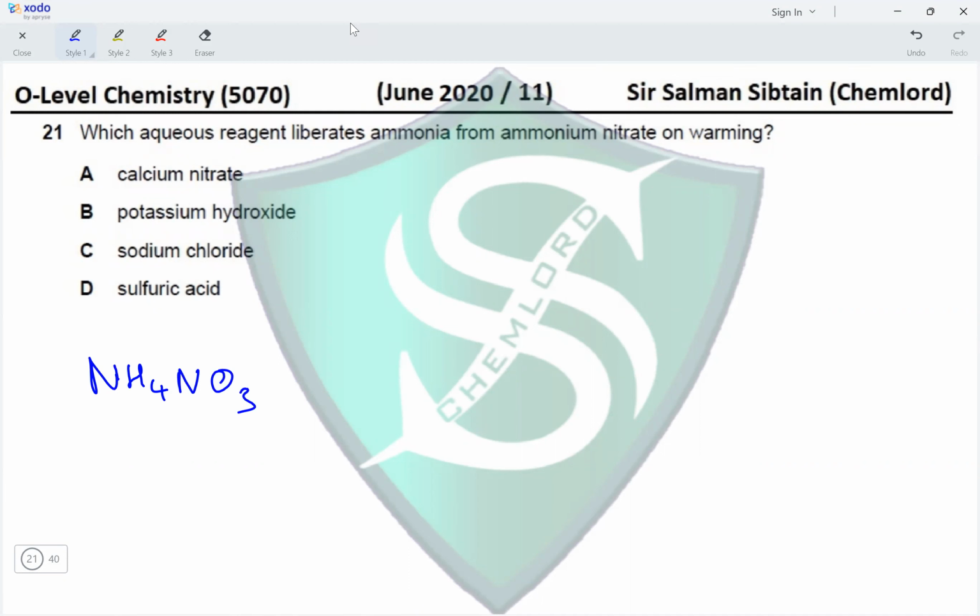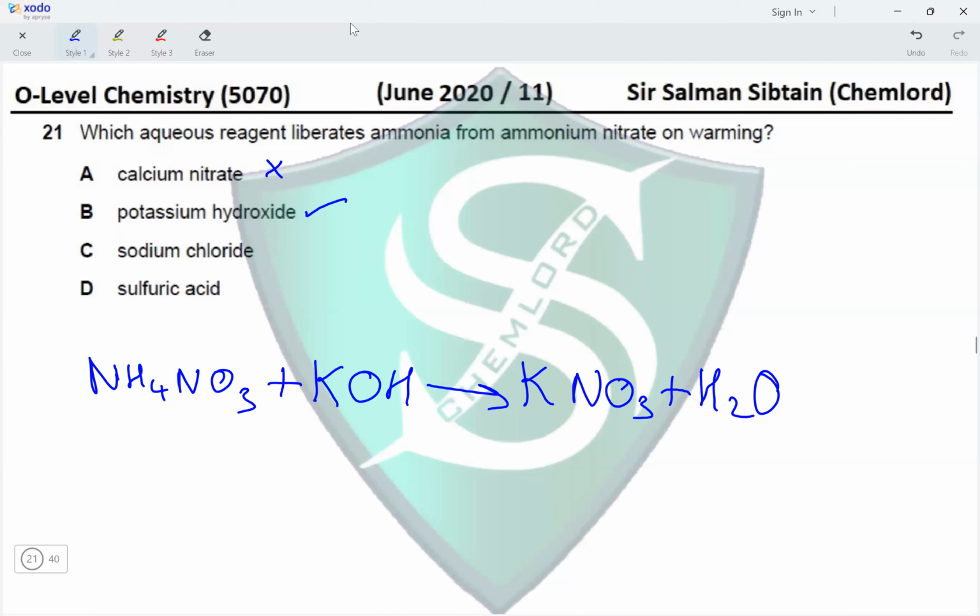So the options we have are calcium nitrate, which is a neutral salt, so this won't happen. Potassium hydroxide is a base. Ammonium nitrate will react with potassium hydroxide, producing potassium nitrate and water as salt and water and releasing NH3 as the gas. So potassium hydroxide is able to carry out this reaction because a base will react with a weak acid, which is ammonium nitrate salt.